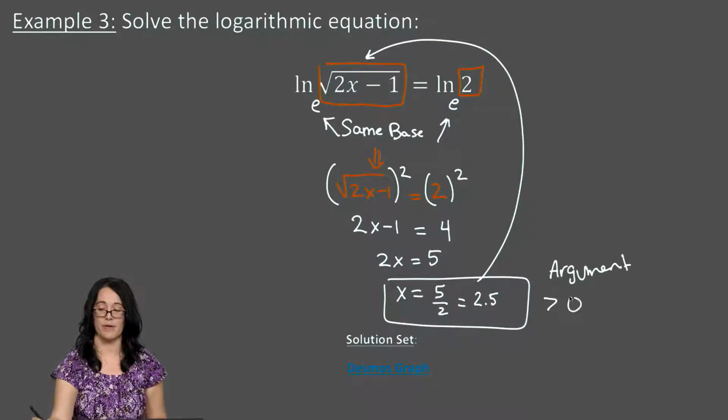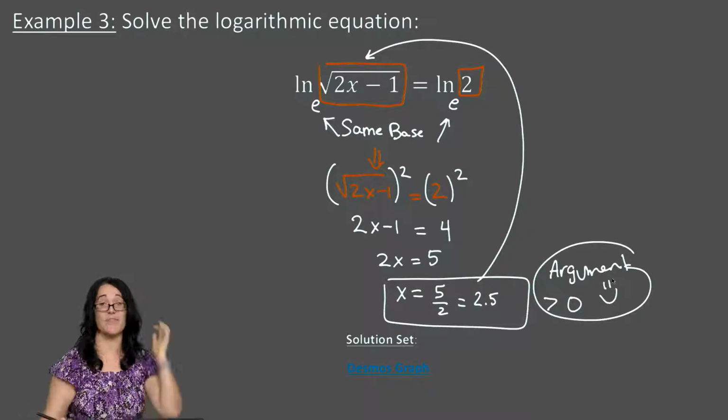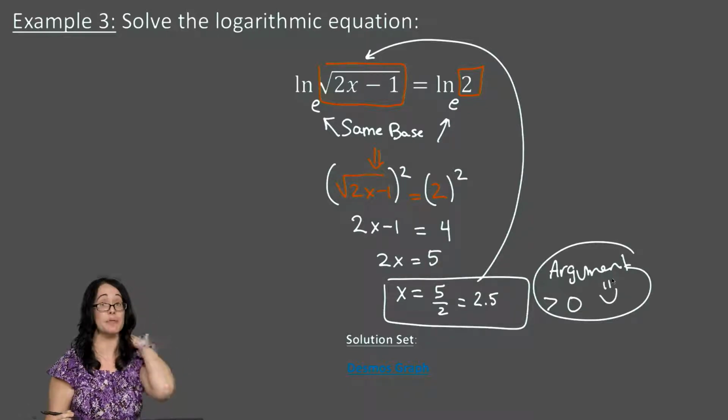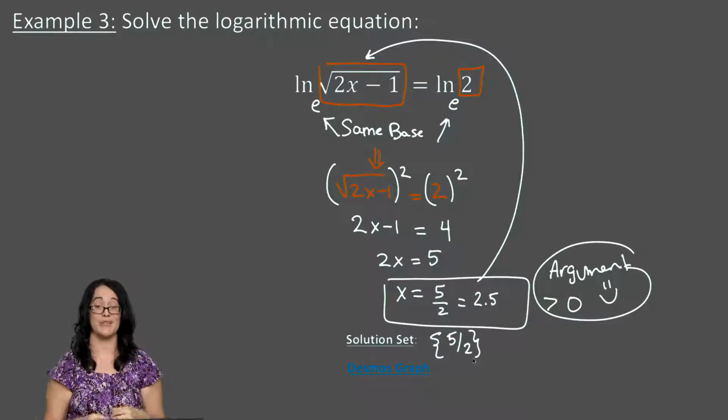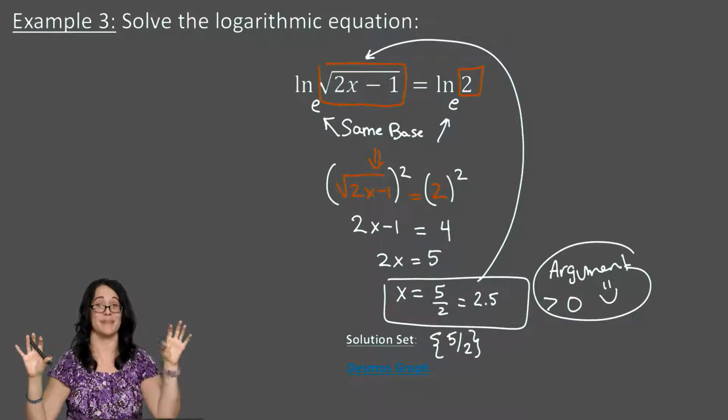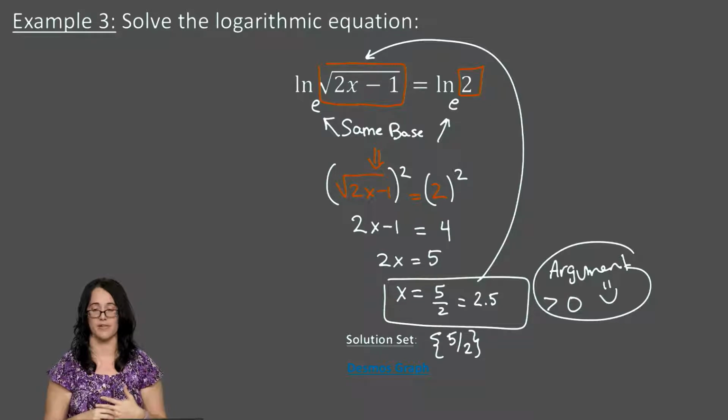So this is, in fact, going to give you an argument which is greater than 0. And if that is happening, we've satisfied our restrictions for possible inputs of logarithms. So our answer would simply be the solution set with 5 over 2, or 2.5. So that's the one and only place where that logarithmic graph is crossing the other. And you could verify that with technology, a graphing utility.